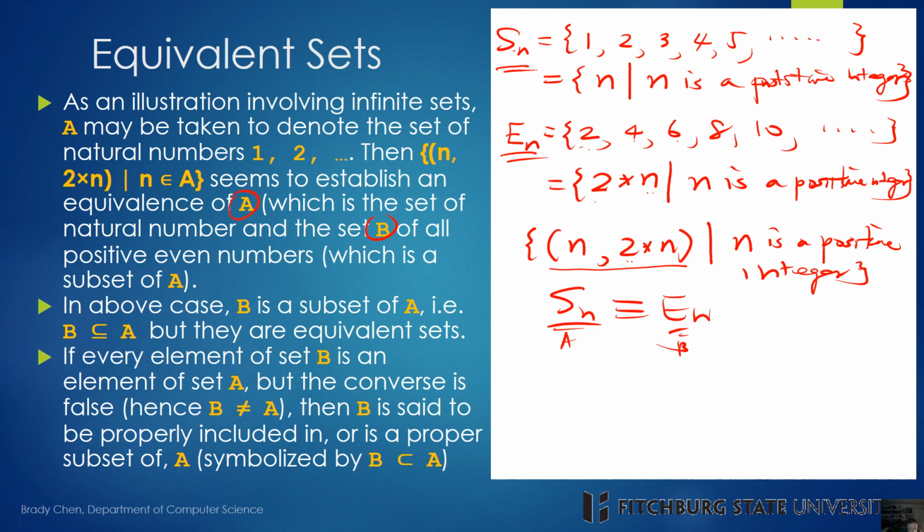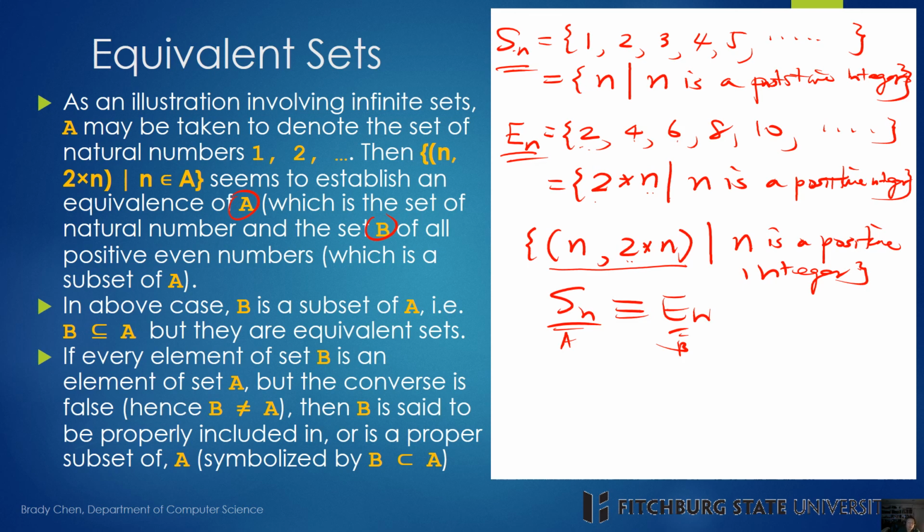Now this is kind of strange, right? Sometimes when people ask the question, even though Sn has an infinite number of elements and En has an infinite number of elements, do Sn and En have the same number of elements? That question looks kind of stupid because it's an infinite set. How can we say the number of elements? They're infinity, right?